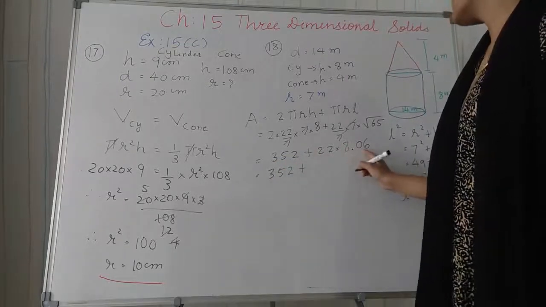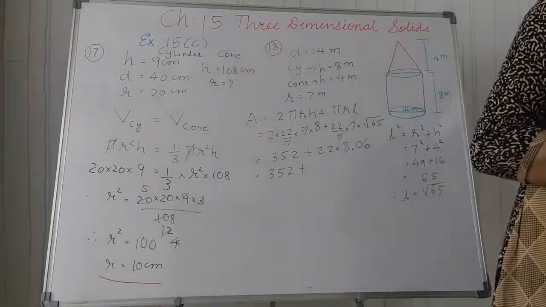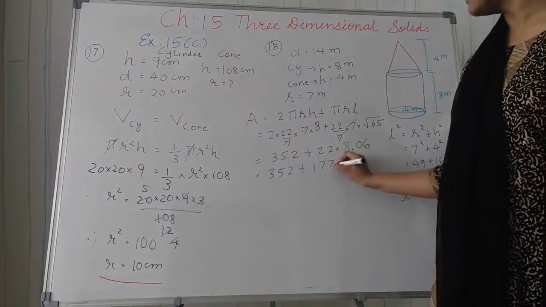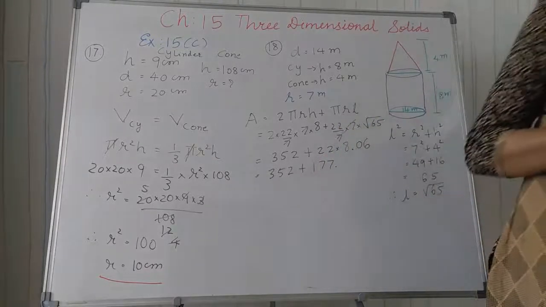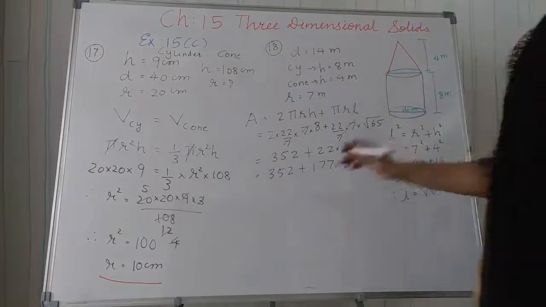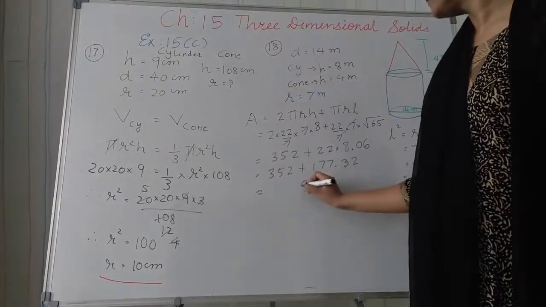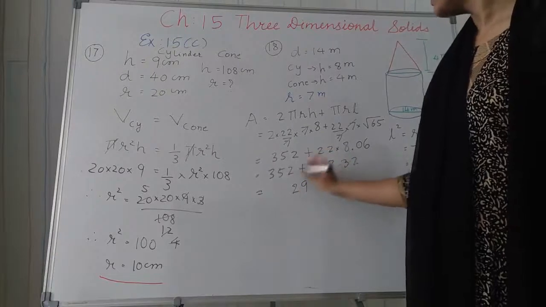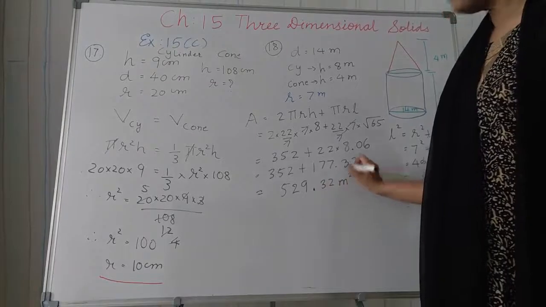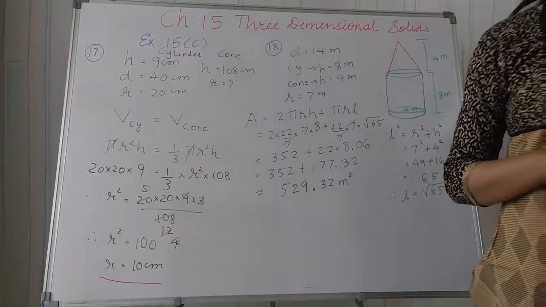So we get 2s first and then multiplying with 11. So in total we get 177.32 meter square. So now the total we have to find. By totaling it we get 529.32 meter square. Another thing they told is to get the answer up to one place of the decimal.